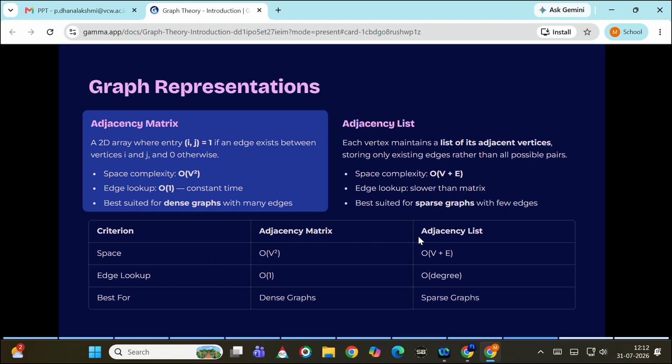Comparison. Criterion: adjacency matrix, adjacency list. Space: O of V squared, O of V plus E. Edge lookup: O of 1, O of degree. Best for: dense graphs, sparse graphs.